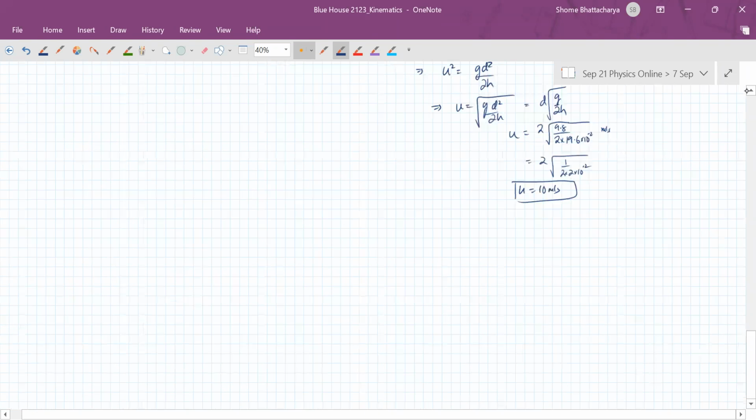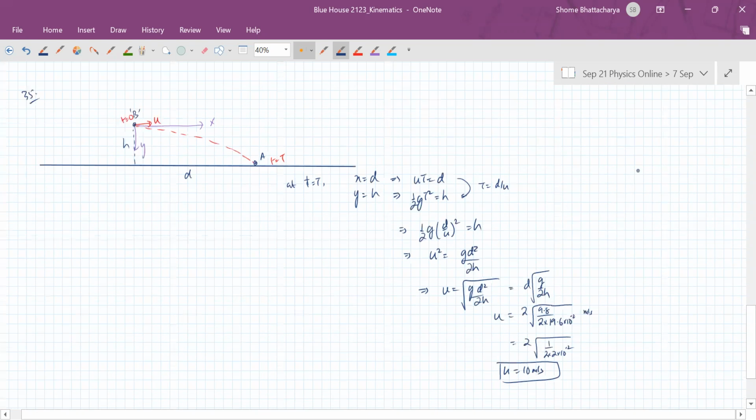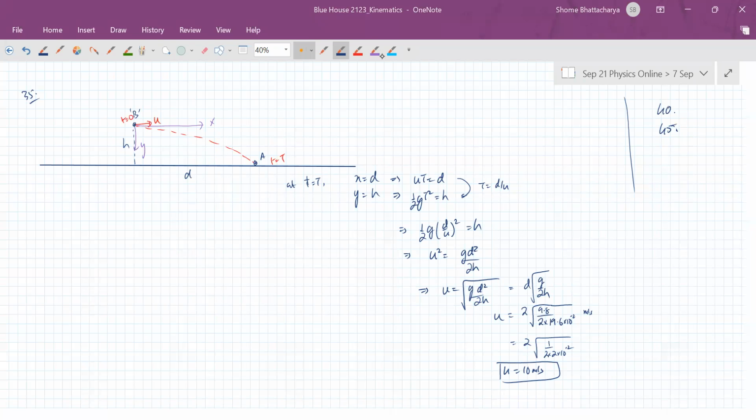Okay, finish up this question. This was question 35. Next up, we're coming to question 40 and 45. Sir, 47 also. Okay, 47 also. So go through 40. We'll discuss that next.